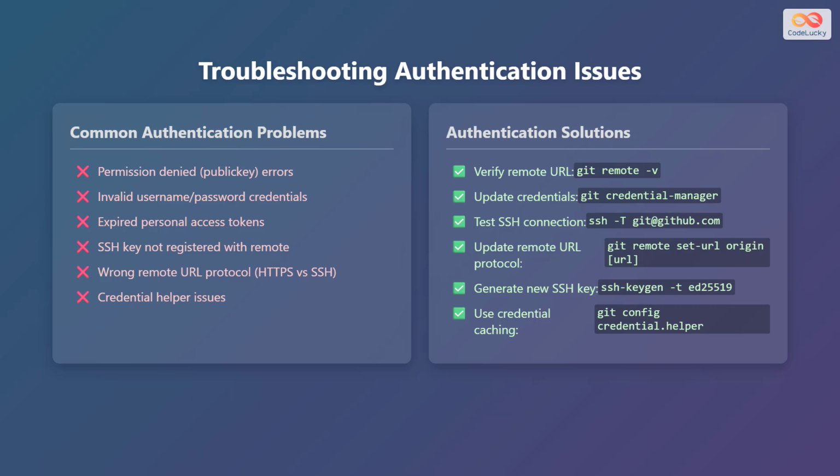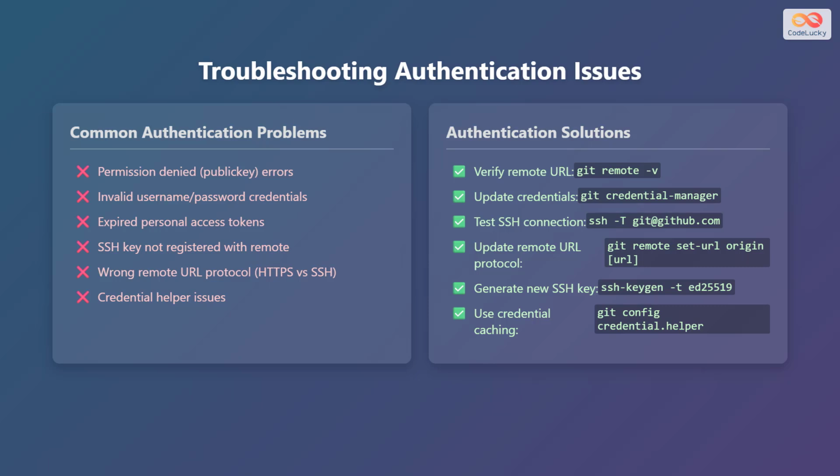Let us discuss troubleshooting authentication issues. Common authentication problems include permission denied (public key) errors, invalid username or password credentials, expired personal access tokens, an SSH key not registered with the remote, a wrong remote URL protocol, such as HTTPS versus SSH, and credential helper issues.